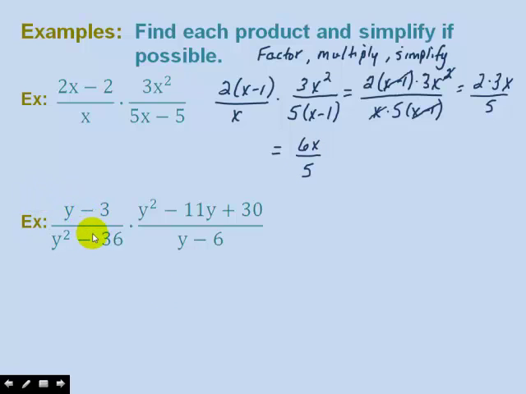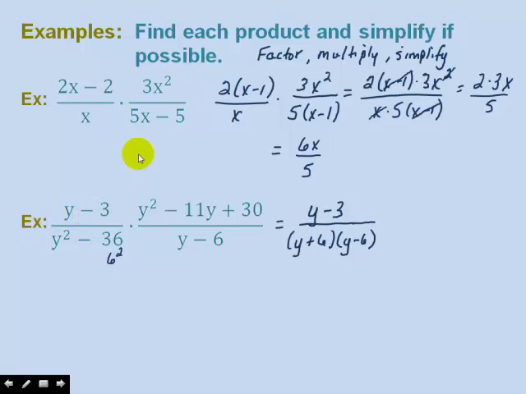Okay, one more example. This one we have a little bit more to do as far as the factoring goes. In our first numerator, y minus 3, we can't do anything with that. In the denominator, notice we have y squared and 36. Since 36 is 6 squared, that means we have the difference of squares here. So we can factor this as y plus 6 times y minus 6.